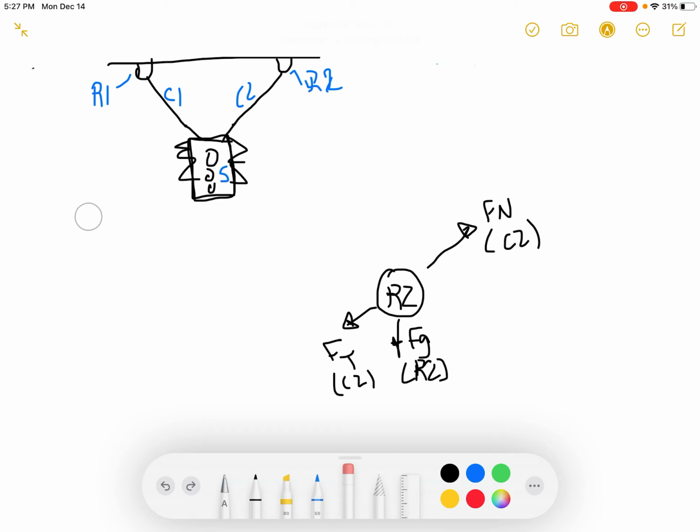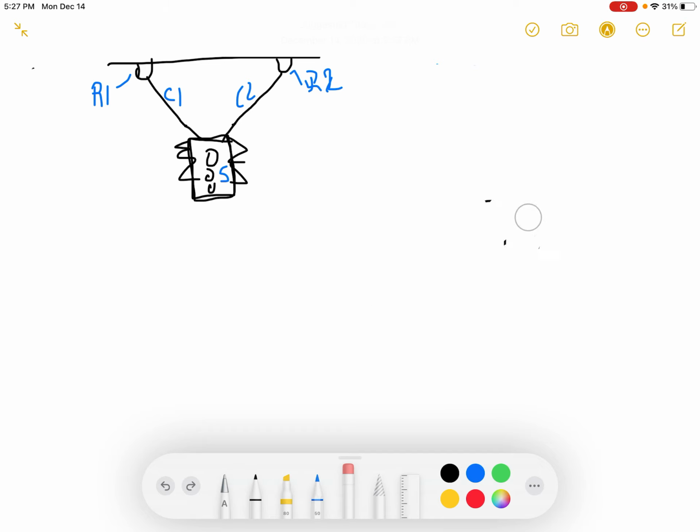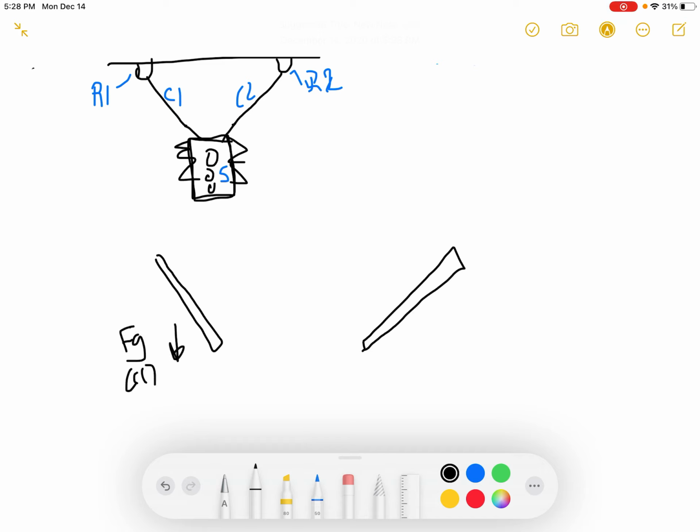Now, let's do the two cables. We can draw the cables in a rectangular way like this. And we don't have enough space to write C1 and C2, but this one's C1 and this one's C2. First, there is a gravity force directly down of the cable itself. And then cable 2.